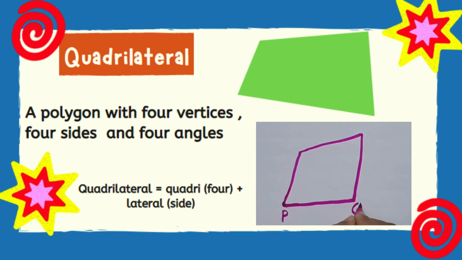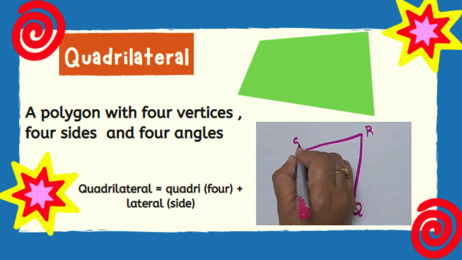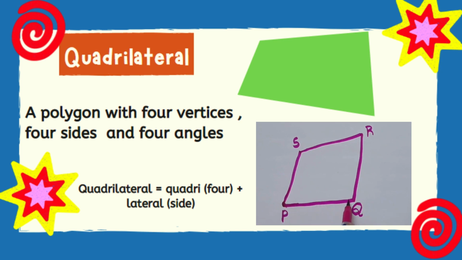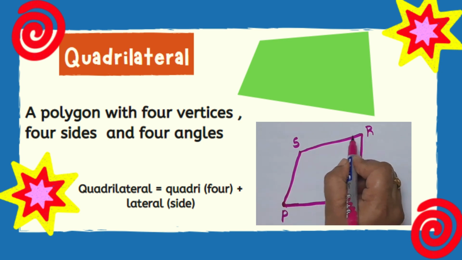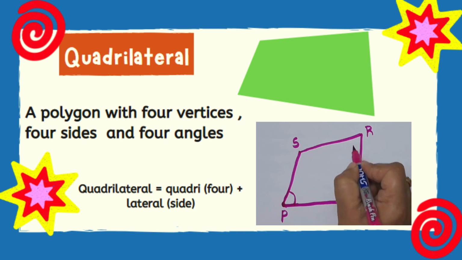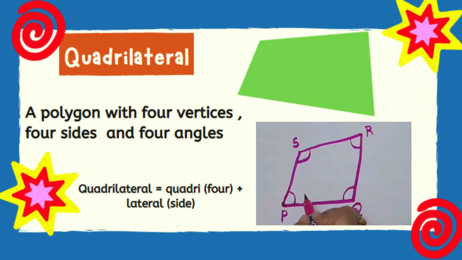A quadrilateral has four vertices P, Q, R, S. It has four sides PQ, QR, RS and SP. It has four angles, angle P, angle Q, angle R, angle S.